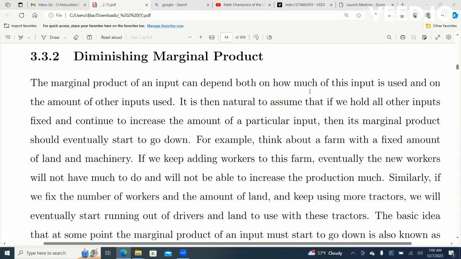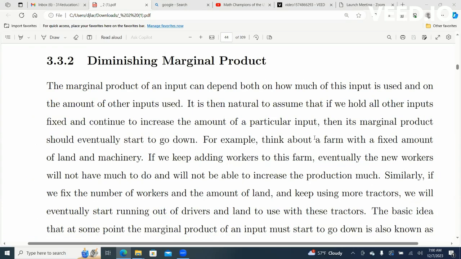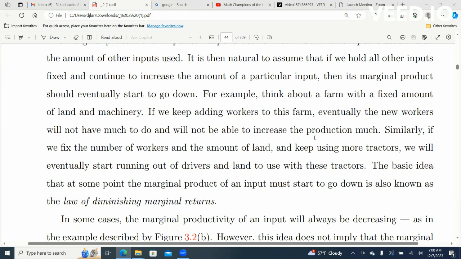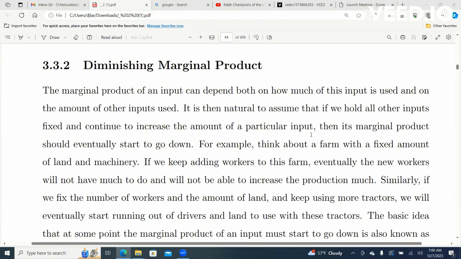Okay, so we have a couple concepts. It's really just one: diminishing marginal product. It's basically the same as the law of diminishing marginal returns. It might go by different names, but it's all the same concept. To illustrate this, it's better to just read ahead here.